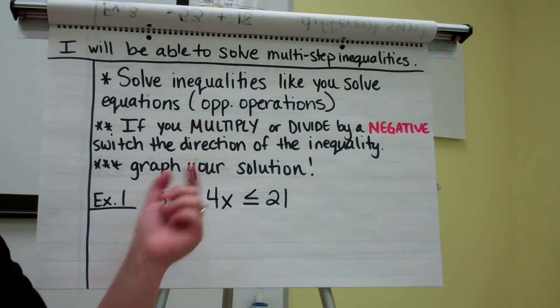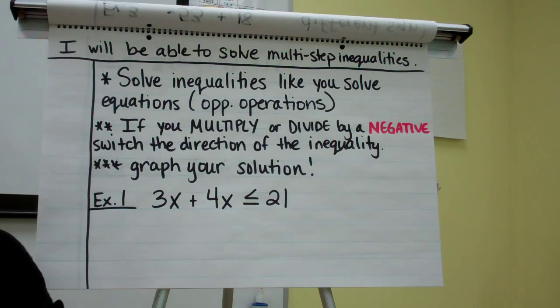And then, of course, when we're dealing with inequalities, we are always going to graph our solutions on a number line. Remember that if it's greater than or less than, it's an open circle. And if it's greater than or equal to or less than or equal to, it's a closed circle.